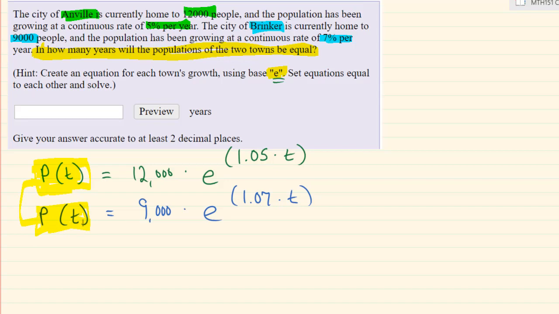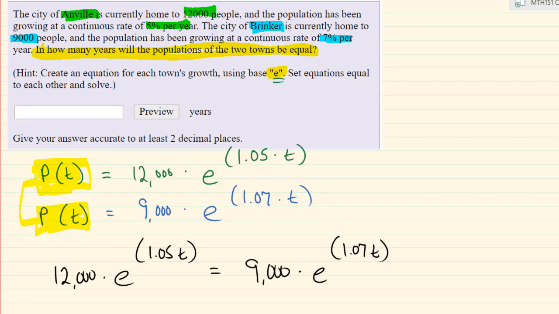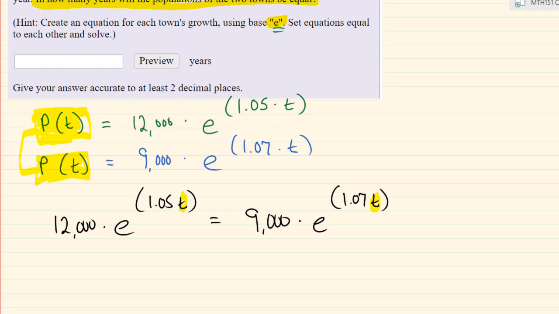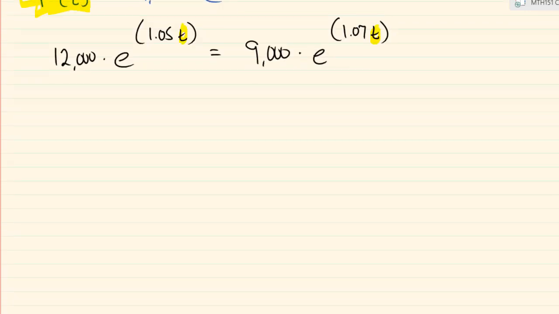So we're just going to take these two populations and set them equal to each other. And what we have to do now is solve this equation for t, or get t by itself somehow. So that's what we're going to do next. In order to solve this for t, we need to get the t's on one side of the equation. And probably the easiest way to do that is to move the numbers to one side and the e values to the other side.